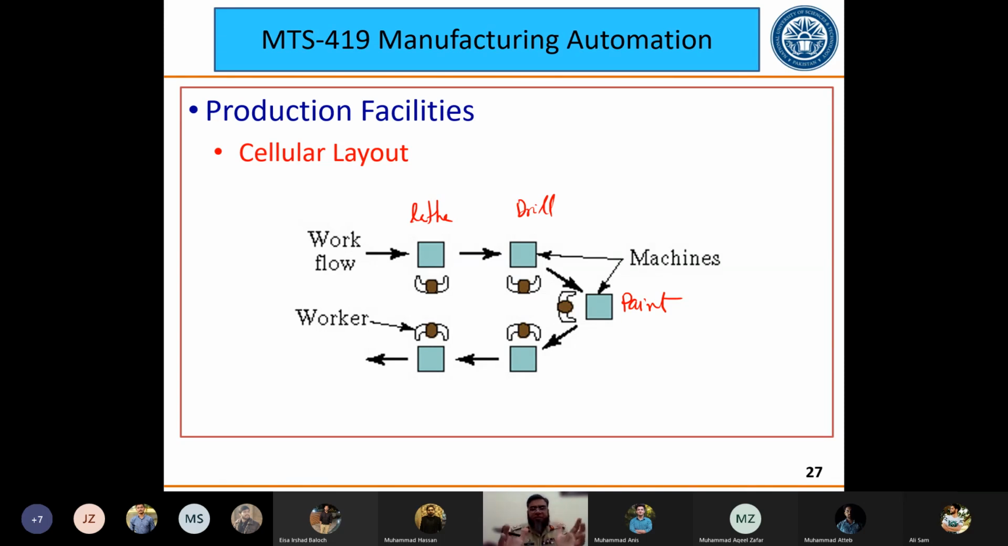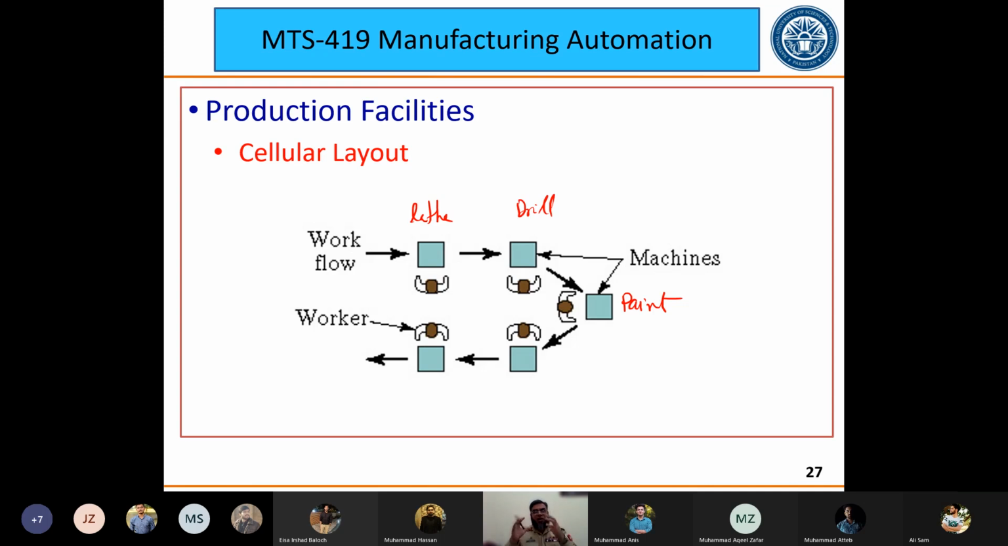So you are going to have, let's see, 5 of these cells. So each cell is going to produce one product. अब वो प्रोडक्ट एक तरह की भी हो सकती है, वो प्रोडक्ट डिफरेंट टाइप की भी हो सकती है. सो डिफरेंट टाइप की प्रोडक्ट में हम कौन सी यूज करेंगे? इफ इट्स अ सॉफ्ट प्रोडक्ट वैरायटी तो हम सेलुलर लेआउट यूज करेंगे.